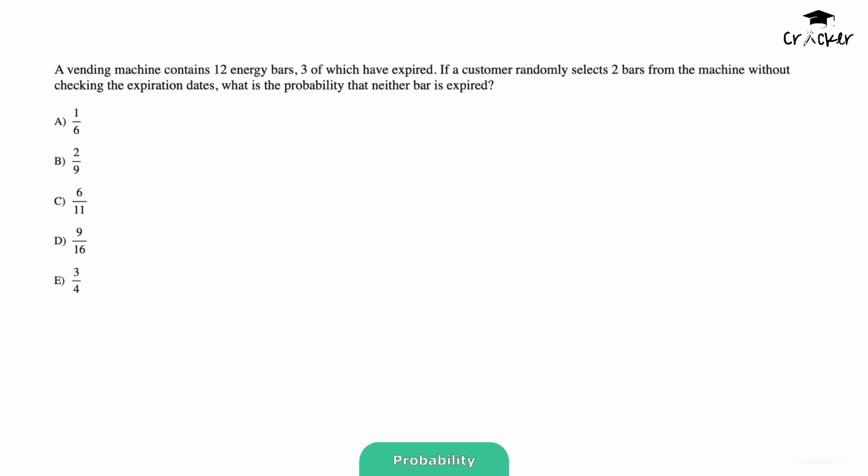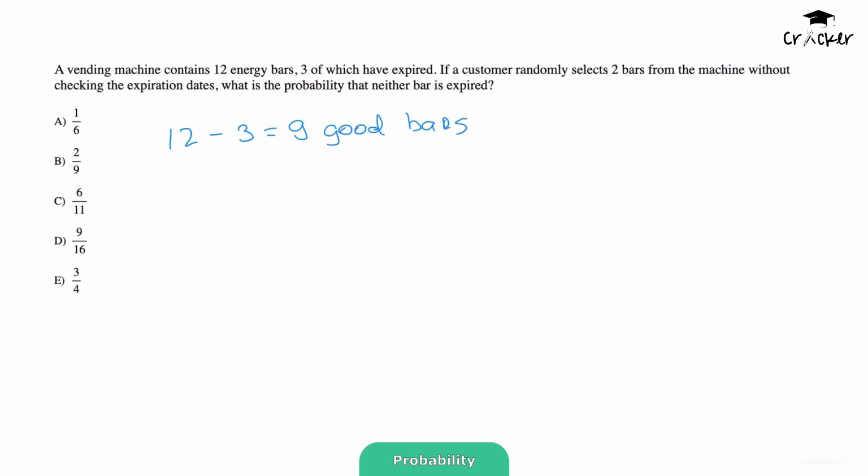Let's break it down step by step. First, take time to read the question. Now, we need to identify how many bars are not expired. That's 12 total bars minus 3 expired, which leaves us with 9 good bars.